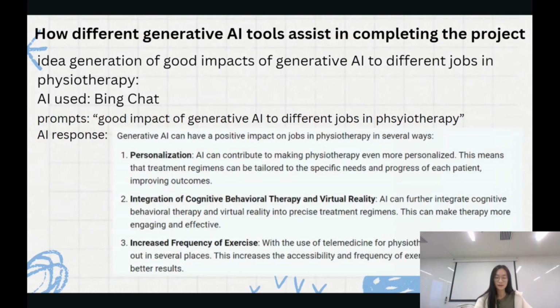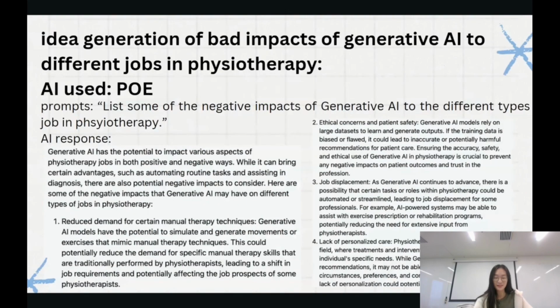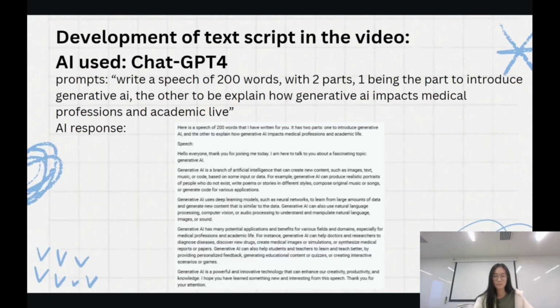Below is the prompt we used and the corresponding AI response. For good impacts, we have used Bank Chat. And for the bad impacts, we have used Poe. For the speech we used to introduce the background of this topic, we also generated it using ChatGPT 4. And again, we elaborated and modified the AI response a bit in the presentation. Lastly, we also attempted to generate a template of the PowerPoint using Bank Chat, but the result was not satisfactory, so we decided to stay with the Canva template instead.